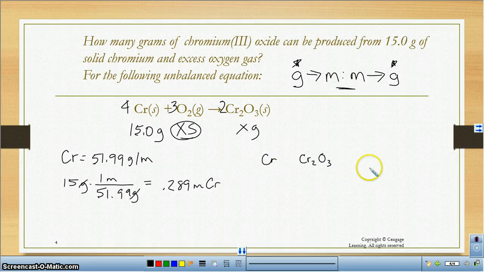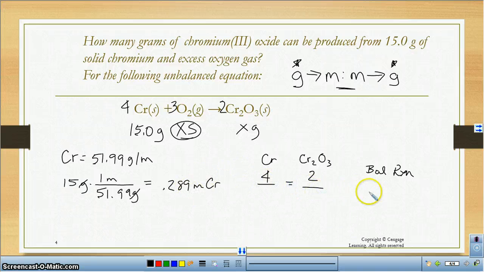And the top number I'm going to get from my balanced reaction. So chromium from the balanced reaction is 4 to 2, which is the ratio they react in. And for my problem, which is the bottom number, I have 0.289 moles of chromium, and I need to find out how many moles of chromium 3 oxide that can produce. So I'm going to cross multiply.